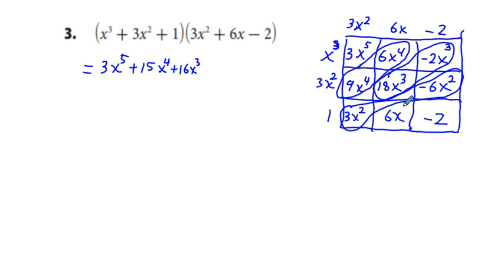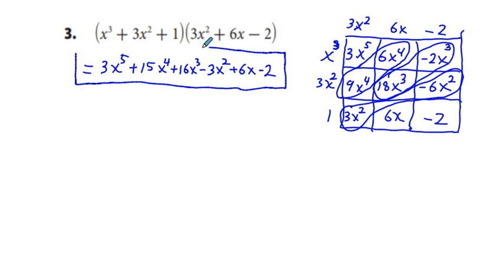The next thing we have is squared. We have 3x squared minus 6x squared, which is going to be minus 3x squared. Then we have plus 6x. And we have one x term, and minus 2. So this is going to be our entire multiplication simplified.